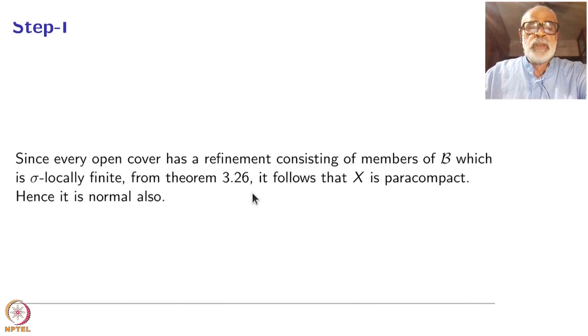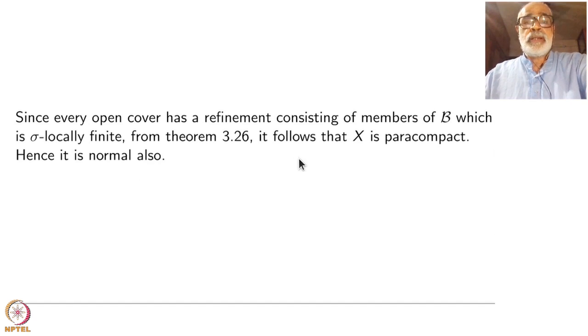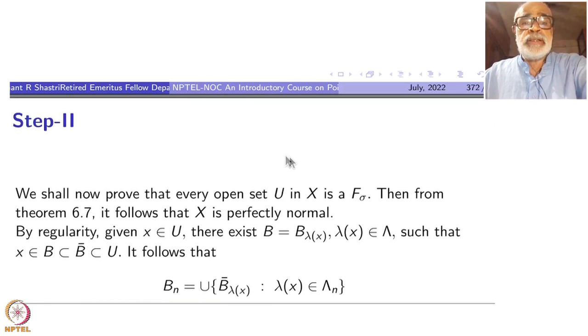The first step is, since every open cover has a refinement consisting of members of B, because B is a base, right? For every open cover, for each point you can select a member of B contained inside it, and that will be a refinement. But B is sigma locally finite. Therefore, from 3.6 it follows that X is paracompact. So that is the link between the condition sigma locally finite base and this one. In particular, X is normal. What we want here is perfect normality; we will see why. First we have seen that it is a normal space.